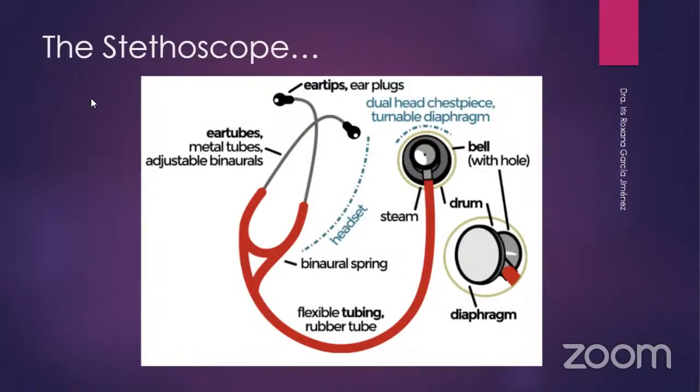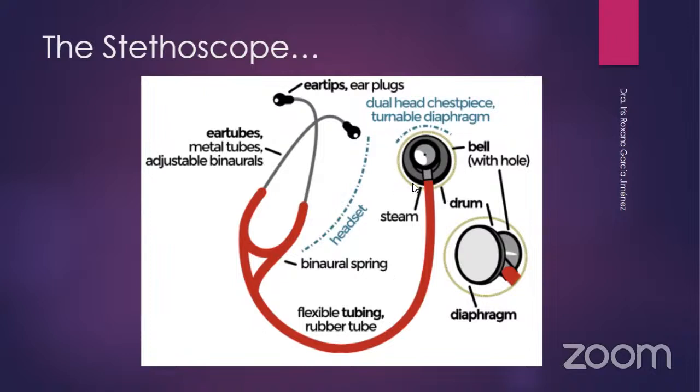We know the stethoscope has lots of parts. Anatomy of the stethoscope, we can say. We get the ear tips or ear plugs that are synonyms, the ear tubes, metal tubes that usually are adjustable, binaurals. We all know about it. This part is the headset. It's placed on the head of the doctor. We all know about it. The binaural spring, and then we get the flexible tubing, rubber tube. We got about it.